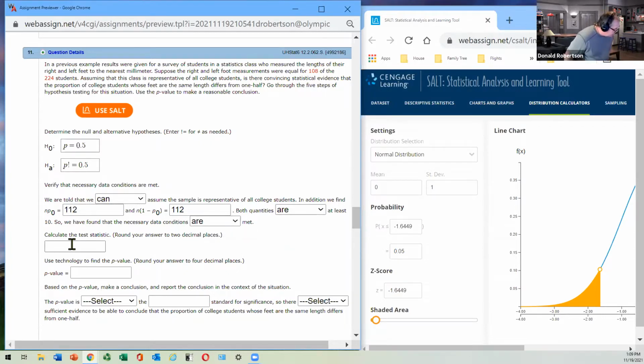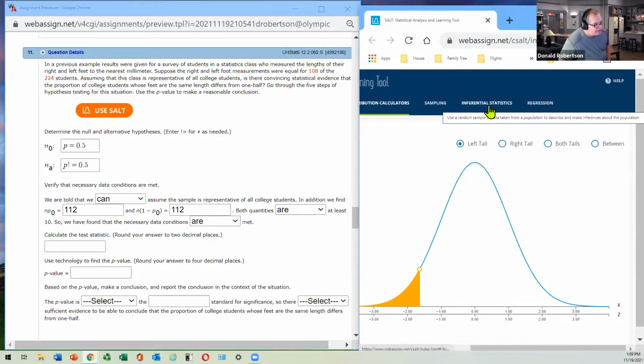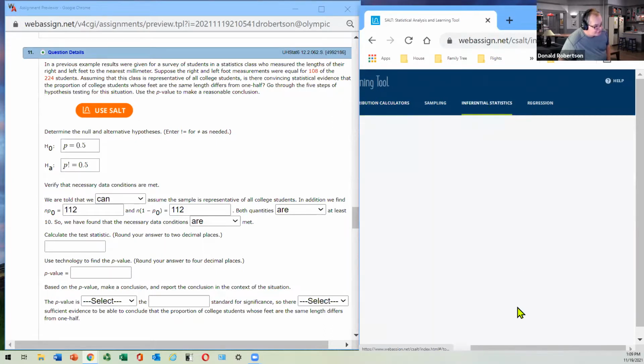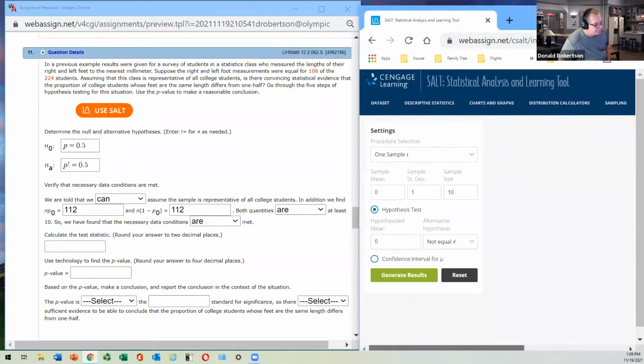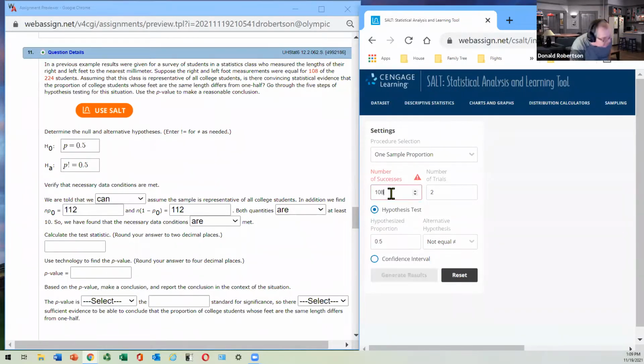Now it goes on and asks you to calculate a test statistic and a p-value and then a conclusion. So this is where this guy comes in. When you go over here and you hit SALT and hit inferential statistics, make sure that you're on a one sample proportion. And in this story, they're going to be 108 out of a total of 224. So one sample proportion, 108 out of 224.